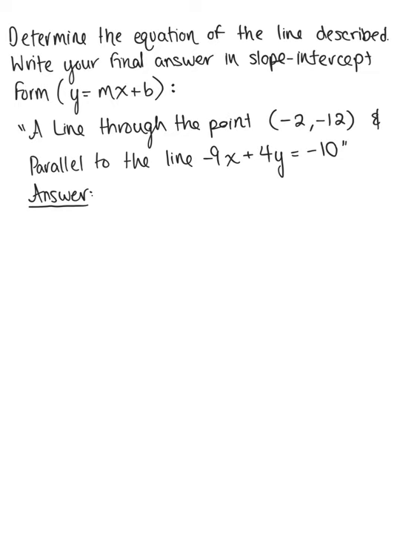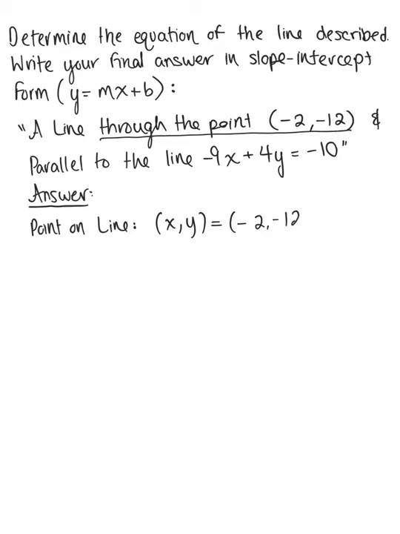So first off, we know that the line must pass through the point (-2, -12). So a point on this new line that we're trying to find could be (x, y) = (-2, -12). But we can't do anything with this point until we identify its slope. So to do that, we need to find the slope of this given line, because we want the new line to be parallel to this.